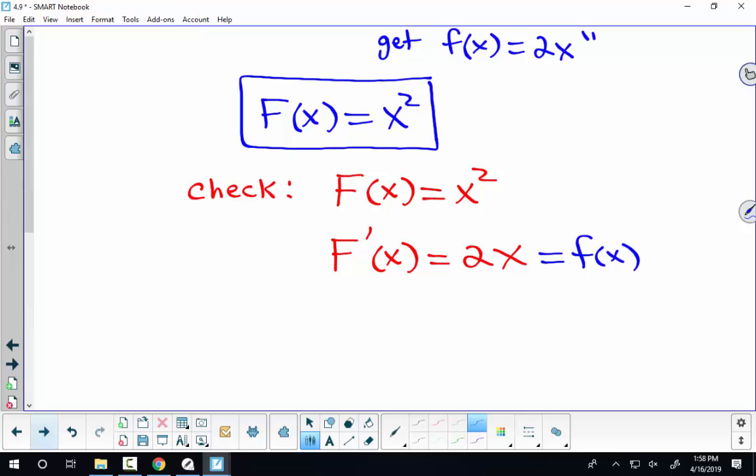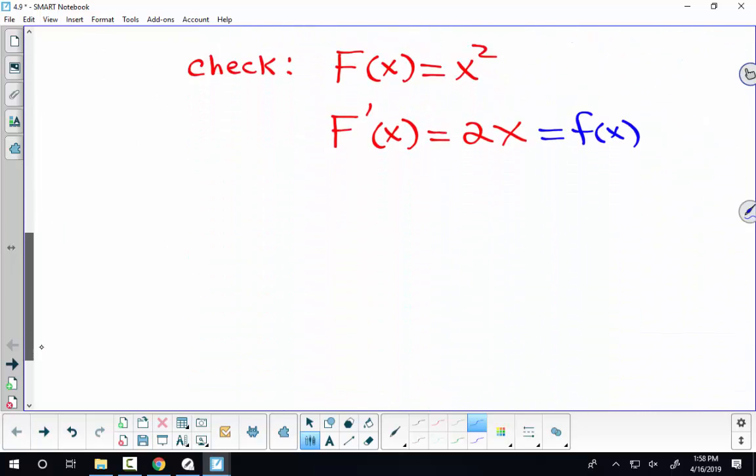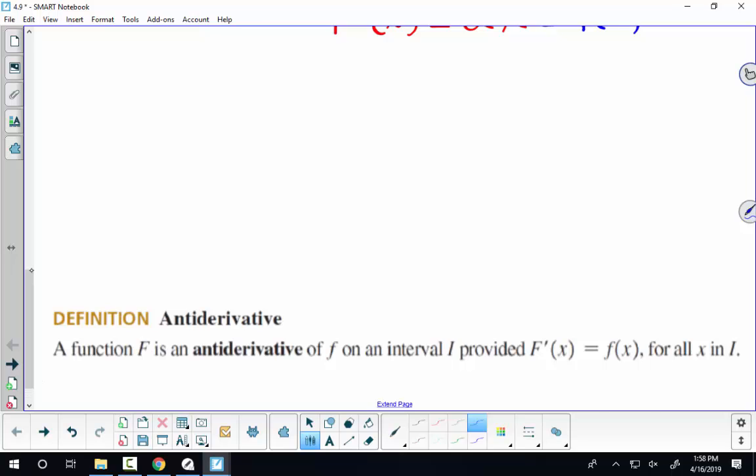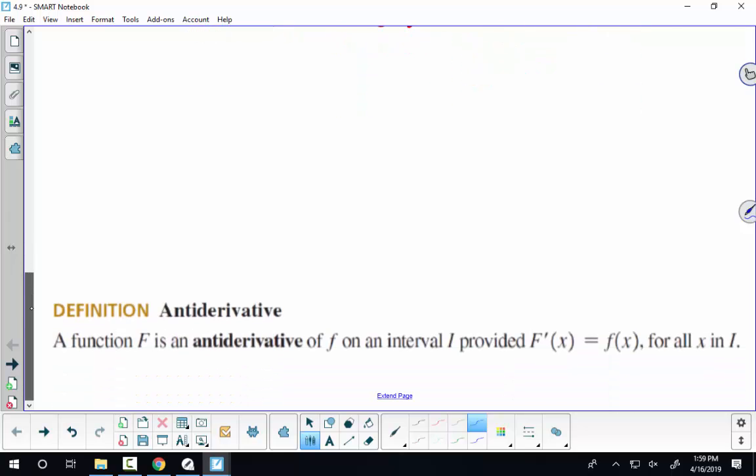I don't know if I put the definition. Sorry, I didn't put the definition, but the definition of the antiderivative is formulated in terms of this checking process that we have. In order for a function to be an antiderivative, capital F, then capital F prime must be the original function.